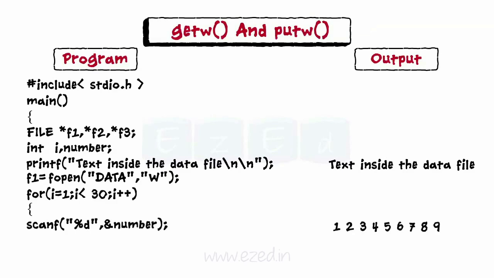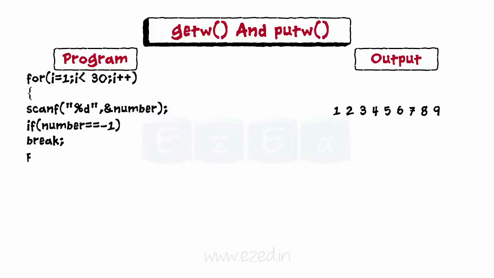We use a for loop to scan in the numbers till the user enters positive numbers. As soon as the user enters a negative number, the loop's execution breaks. Each positive number entered is placed in the file using the putw function. The file is closed then.